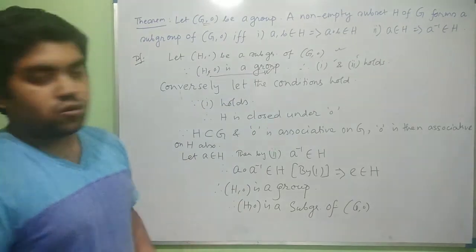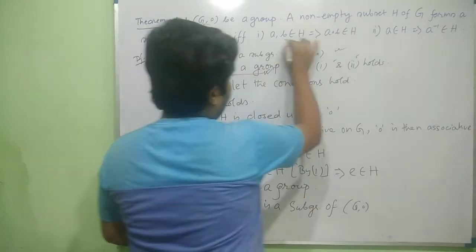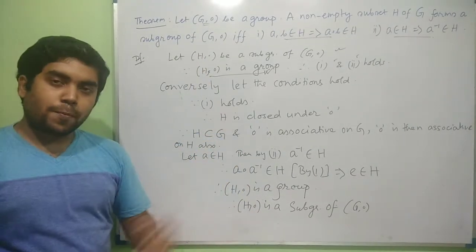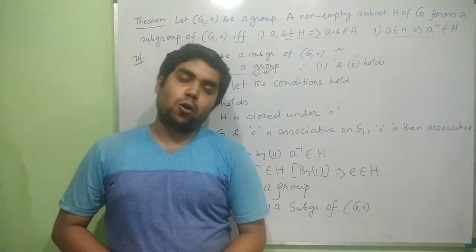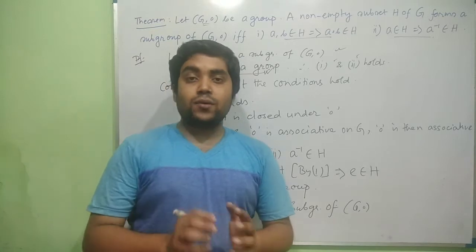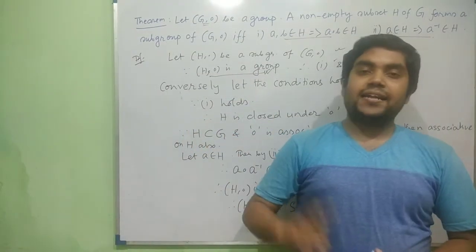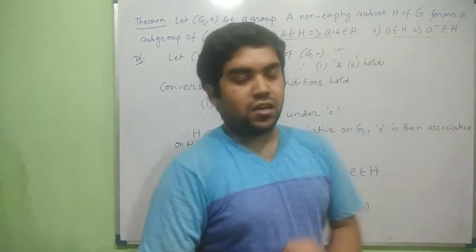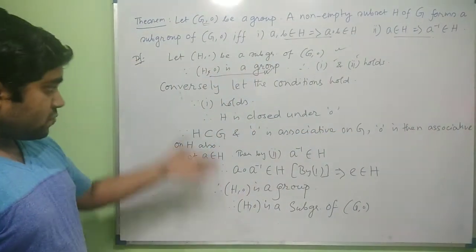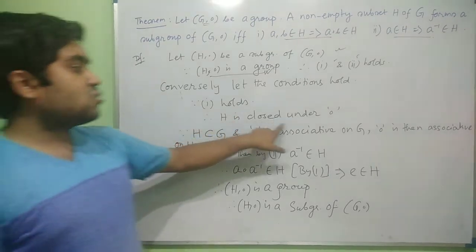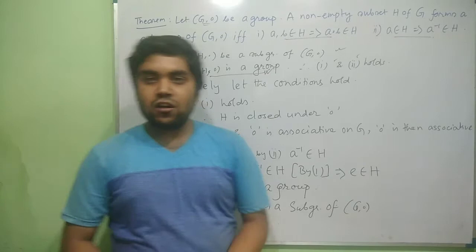Now our target is to prove the converse. Conversely, let the conditions hold. That is, condition number 1 and condition number 2 hold. That means the closure property and the inverse element property are given to us. Then we have to establish two properties: one is associativity and another is the identity element property. So let's move on. Since 1 holds, H is closed under ∘ by default.